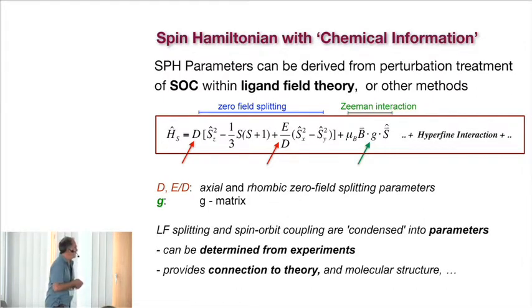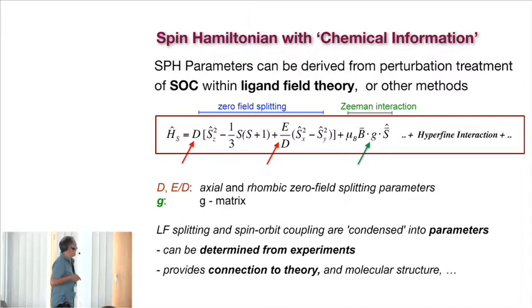So this would be a spin Hamiltonian for a single transition metal ion. We can have several transition metal ions. We would have more of this type of spin Hamiltonian. We would have an interaction Hamiltonian to describe the exchange interaction between these transition metal sites. That will be one of the main topics of the next talk on magnetochemistry. Or there can be interaction with the nucleus, so we're going to have hyperfine interaction and so on. But today I will focus simply on this single ion spin Hamiltonian.